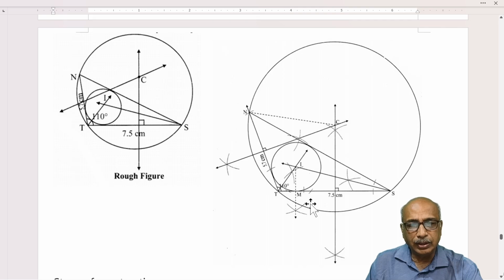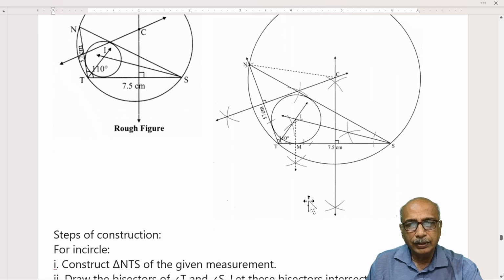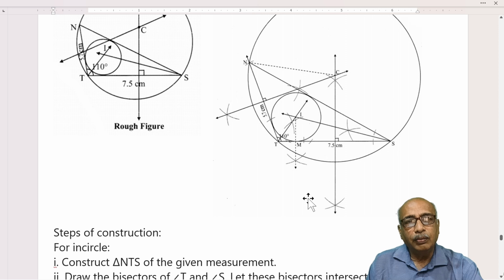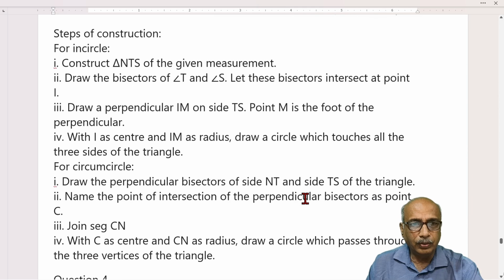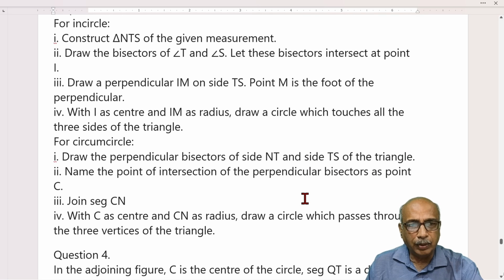So this is the actual figure that you will get. Very clear. For the incircle, bisect the angles, and for the circumcircle, bisect the two sides. I'm sure you know. You can write the construction on your own.